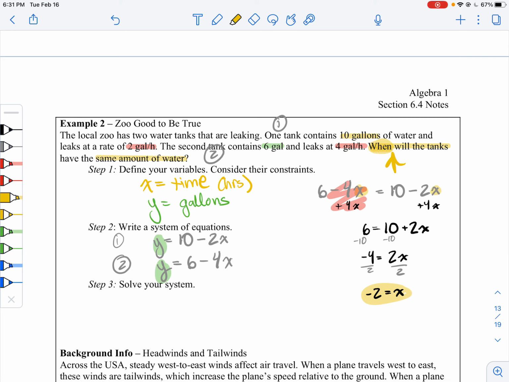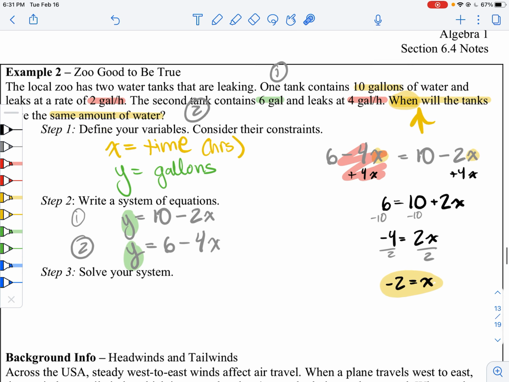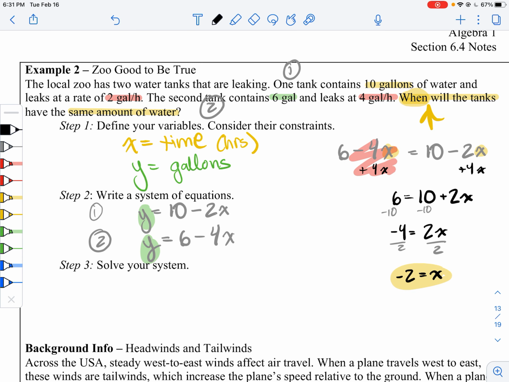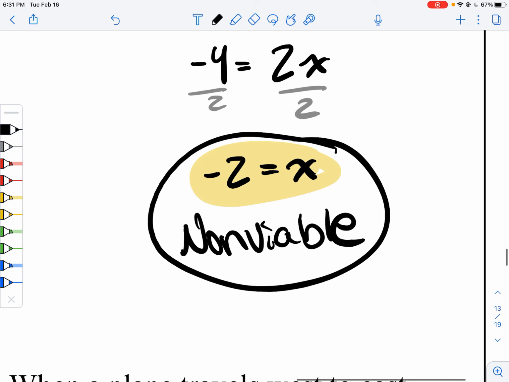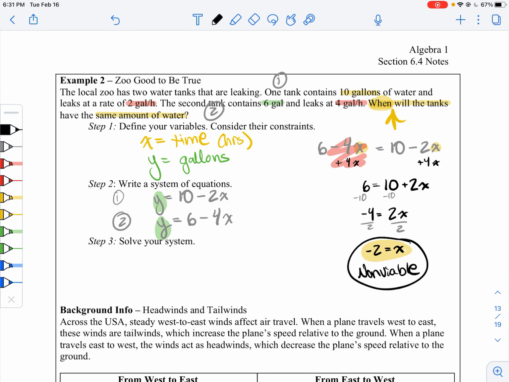But that makes no sense, because remember, x represented the time. Negative 2 hours? What? That's a non-viable solution. That doesn't work. You can't go back in time 2 hours and say they had the same amount. Come on. This is a non-viable solution. What this means is they will never be at the same level. They will never have the same amount of water in them.